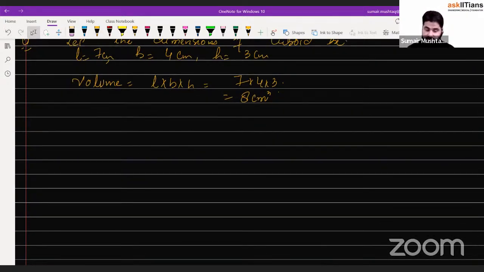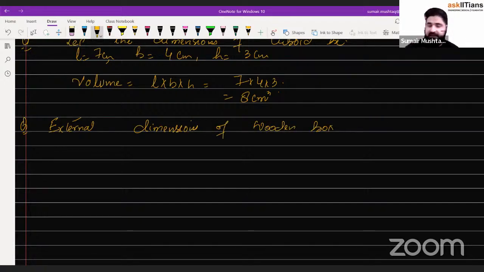In fact, let's take the question. I will give you the diagram of it as well. External dimensions of wooden box. What does that mean, external dimension? Can anyone explain this to me? The outer thing. That means there is some thickness of wood as well, isn't it?